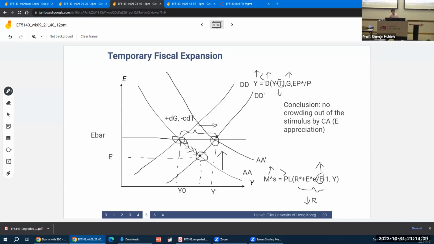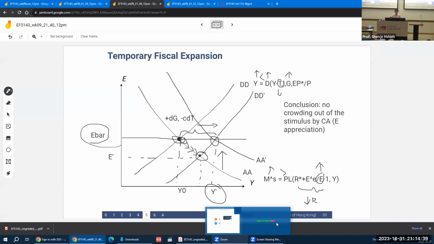But under a fixed or pegged currency, you must maintain this E bar level, this initial exchange rate level. So you must react to temporary fiscal expansion with monetary policy expansion as well. The AA schedule must also move when you do fiscal policy. So you have two actions at the same time. And when you do that, you get the full potential of the output effect because E bar is maintained constant. E bar didn't change.